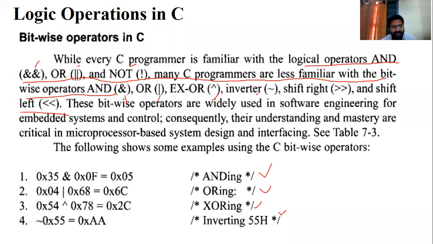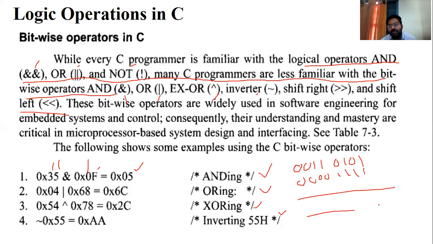So why this 05 answer? The values are 35 and 0F. You get only 05 as the answer. What is the meaning of this? We can write it in binary. 3 is 0011. 5 is 0101. Then 0 is 0000. F means 15, which is 1111.